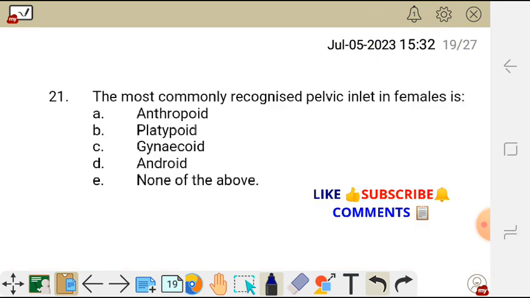Question 21. The most commonly recognized pelvic inlet in females is A. Anthropoid, B. Platypelloid, C. Gynecoid, D. Android, and E. None of the above. So we have these four types of pelvic inlet in females. We have the anthropoid, platypelloid, gynecoid, and android. So which one is the most common? Most common one is the gynecoid. It's the most common one in females. So the correct answer here is C.